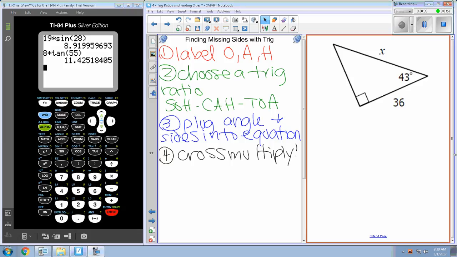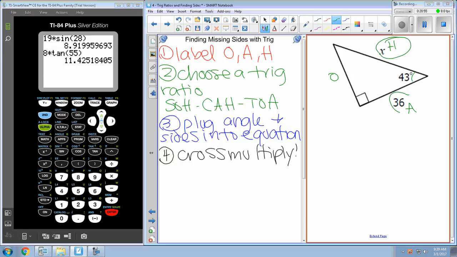Okay, so when you start this one, you're going to label your sides, like I said. Opposite of the 43 is your O. Adjacent to this 43 is your A, and then your hypotenuse is across from the right angle, so that's your H. With this problem, again, figure out what I've marked for you. So I have given you your A and I have asked for your H. Those are the ones we're going to use.